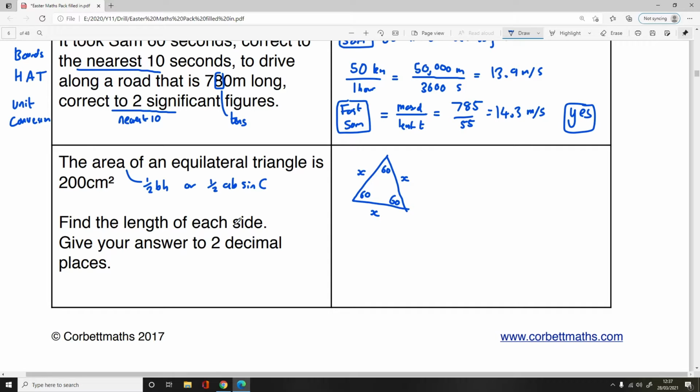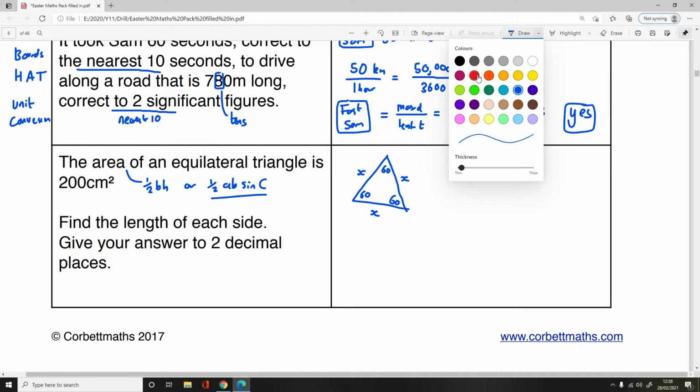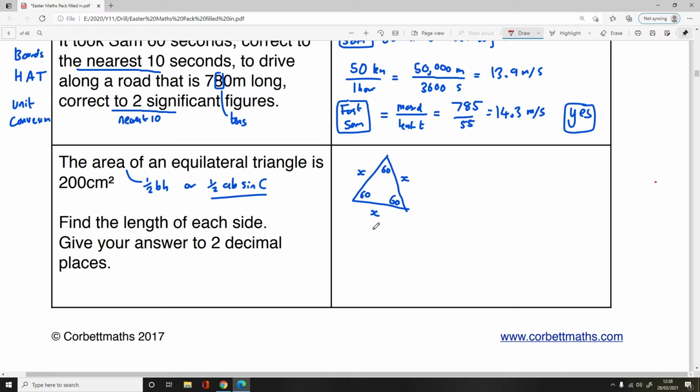Okay. It says the area is 200. Now, which of these formulas is more likely to get used here? Well, we don't know the height. So it's probably this one. I think there's probably a way you could use SOHCAHTOA and a few more steps to use the first one, but now let's stay simple. And I tend not to think about them as A, B, and C. I tend to think about them as like 2 sides and the angle in between them. So let's take this as our A, this is our B, this is our C.